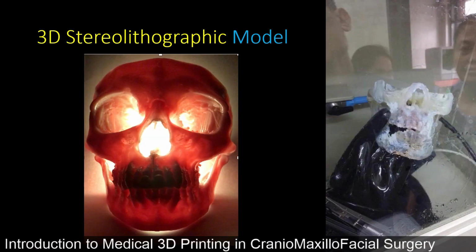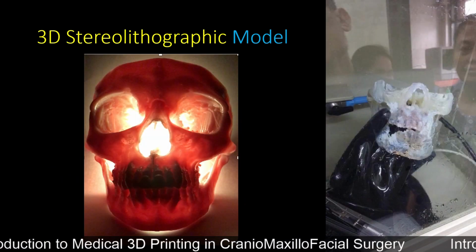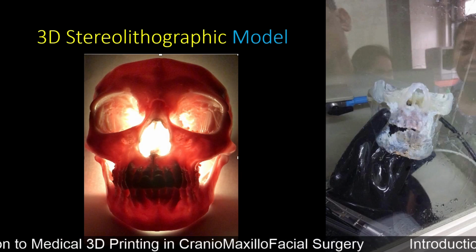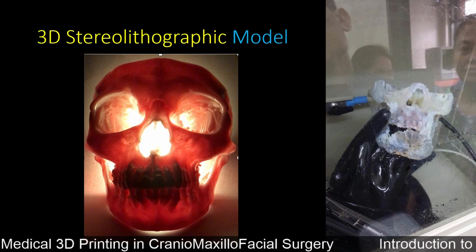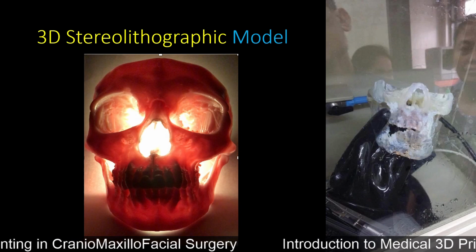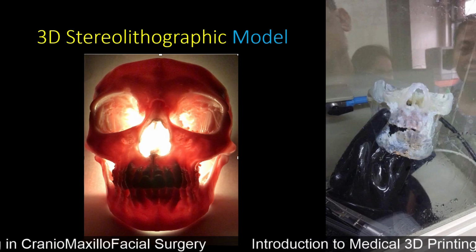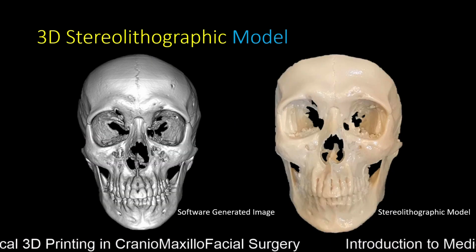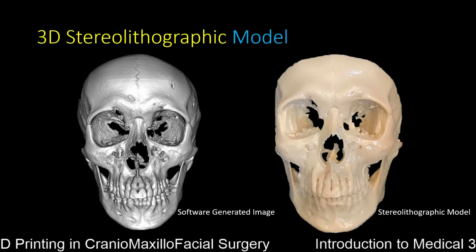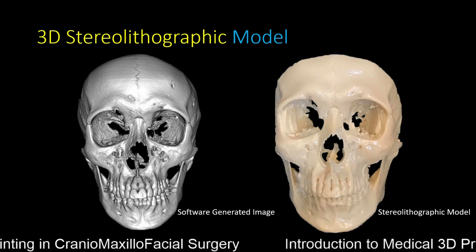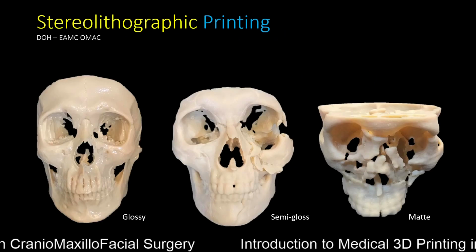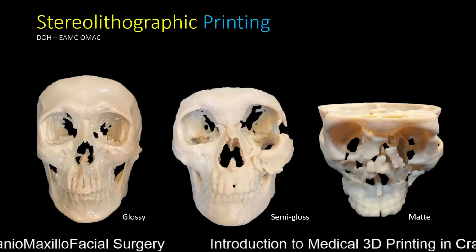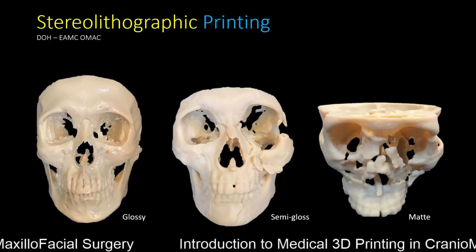The printed model usually has support materials around it, and you need to clean it by using a jet water technique and manually remove these support materials. Here you can see the software generated image and the stereolithographic model that we have just printed. You can either print it in glossy, semi-gloss, or matte.